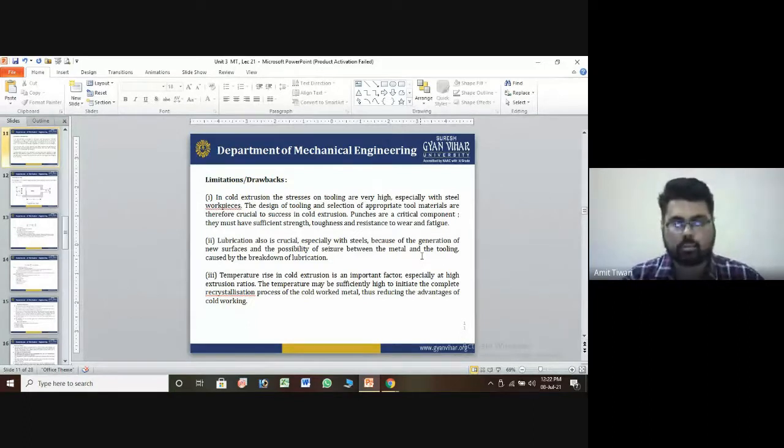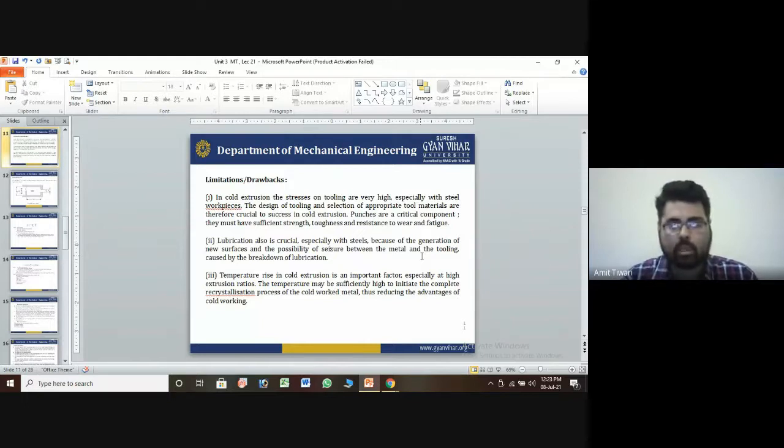Punches are critical components; they must have sufficient strength, toughness, and resistance to wear and fatigue. That is the reason for choosing them, but they have some limitations. For these limitations, we need to understand some default parameters, why it is happening. These are the reasons, so we can prevent the rest of the problems related to cold extrusion.